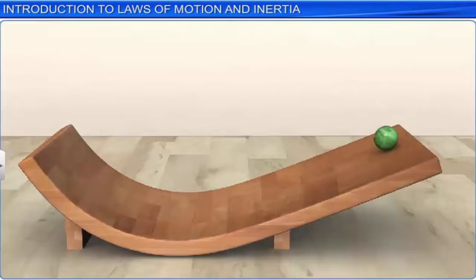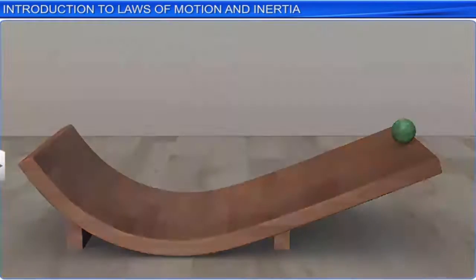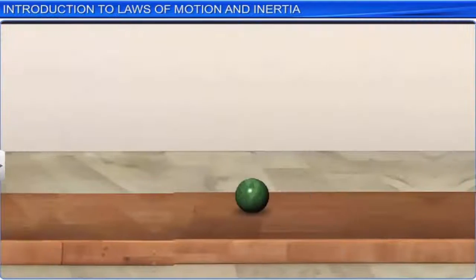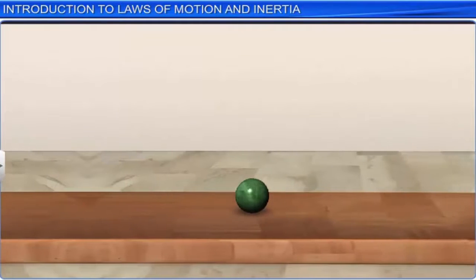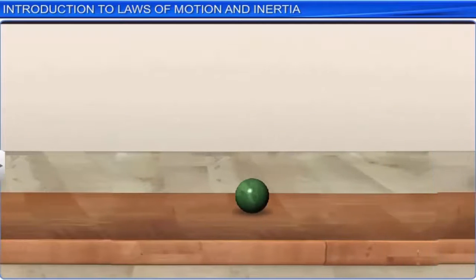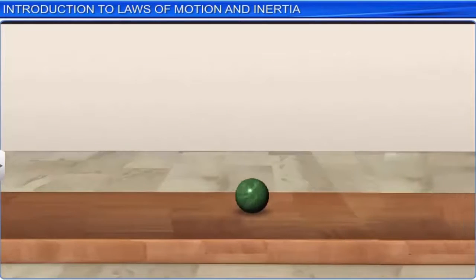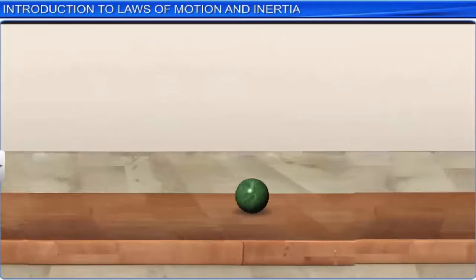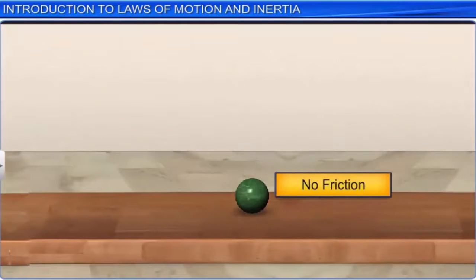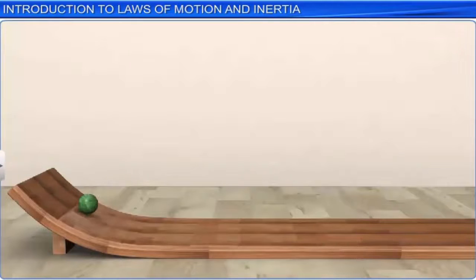When the slope of the second plane is reduced, the roller climbs up to the same height, but this time it travels a longer distance. When the slope of the second plane is made 0, that is, it becomes horizontal, the roller moves an infinite distance. This can happen only in a situation where there is no friction. Actually, the roller comes to rest after moving some distance as frictional force acts opposing the motion.